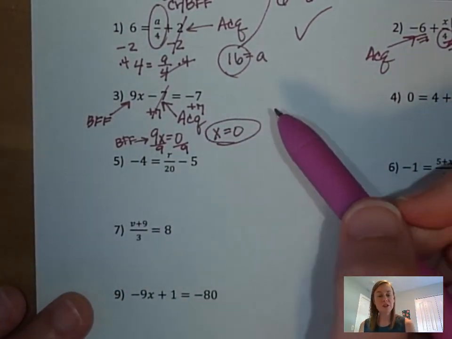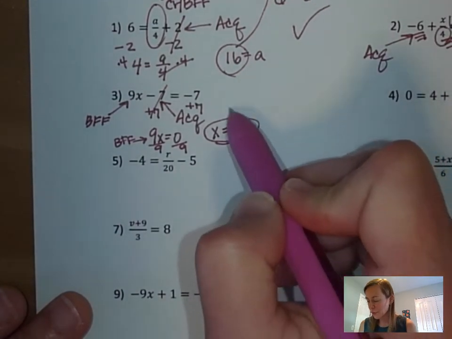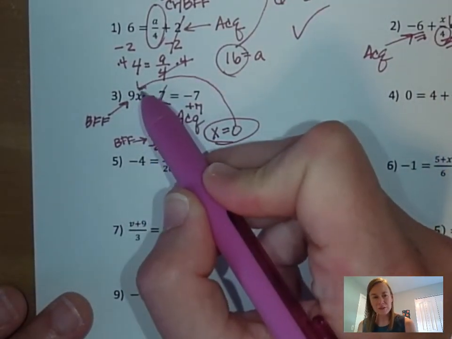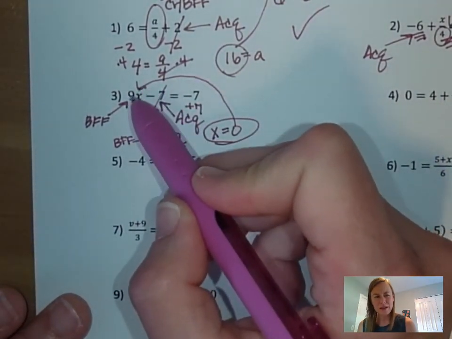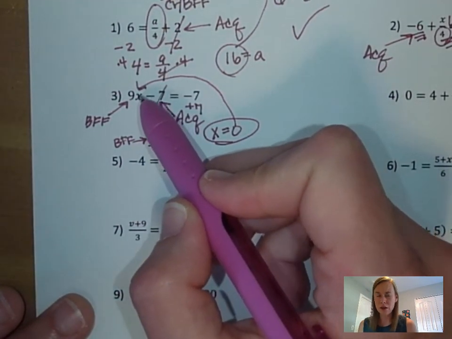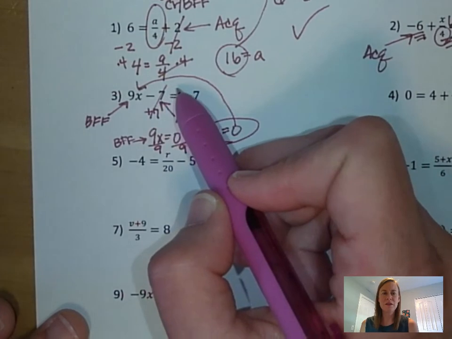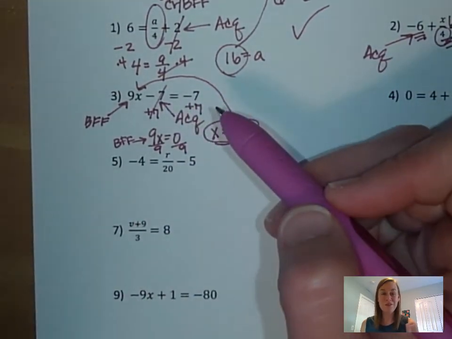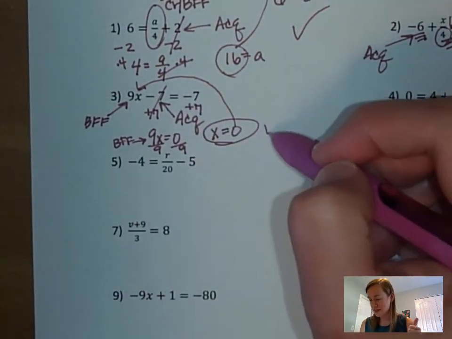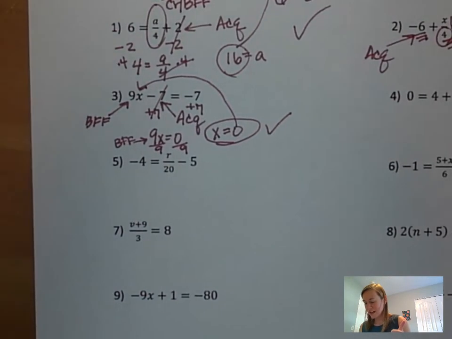If you want to double check your work, take that 0, plug it in where that x was. I'm just going to kind of talk through it in my head. 9 times 0 equals 0. 0 minus 7 equals negative 7. And we got negative 7 over here. So yeah, looks like we got that right too. Yay us. Let's keep going.